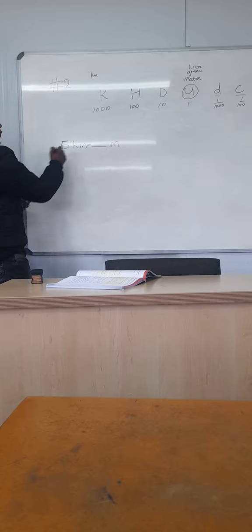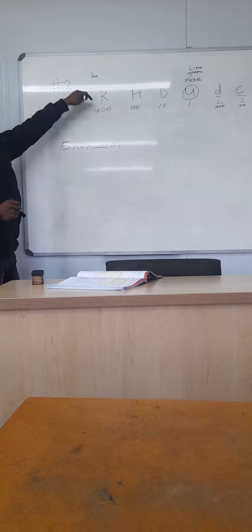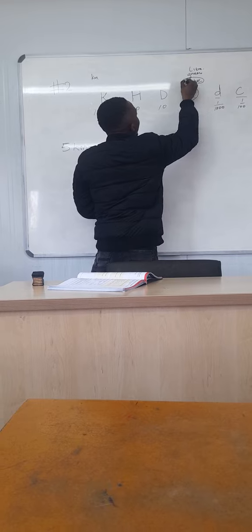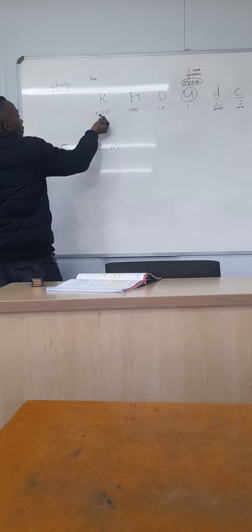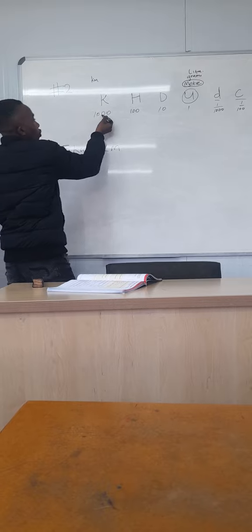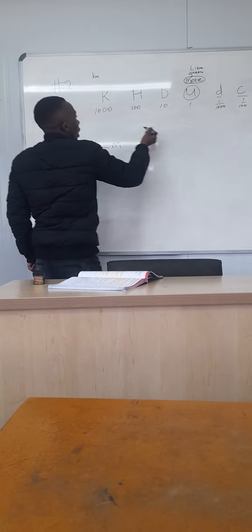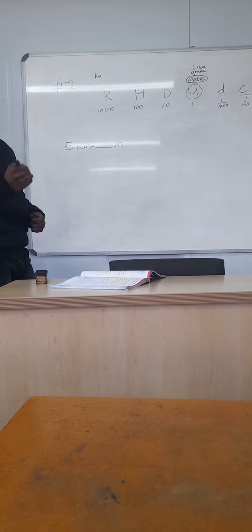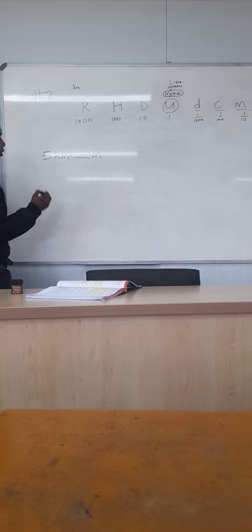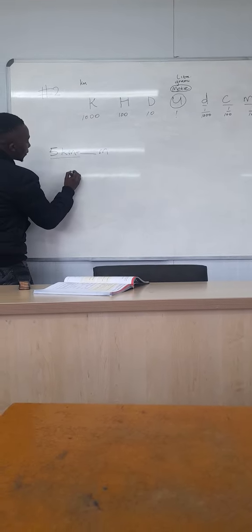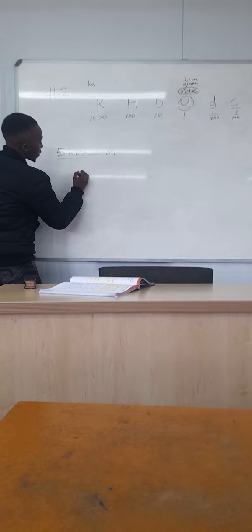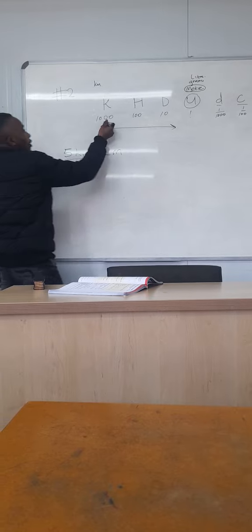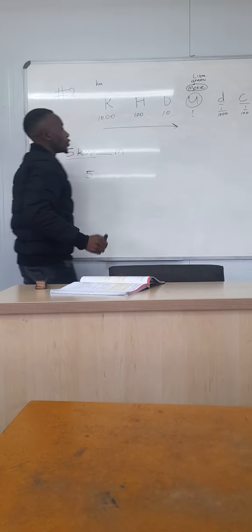Now, I have 5 kilometers. You need to look at here. Our base unit is meters. So we're moving from kilo to the meter. Remember we said we are using decimal points. So to use the decimal point, let's say I have a 5 there. We are moving this way, from kilo to base unit.